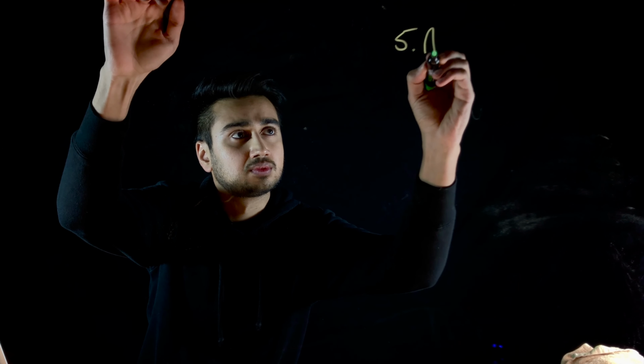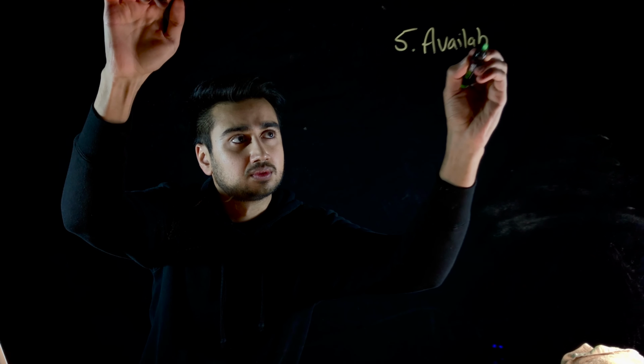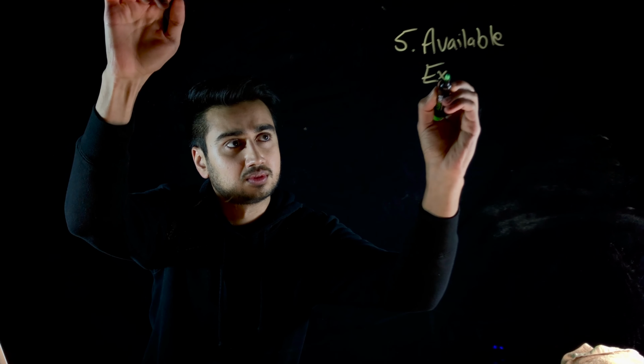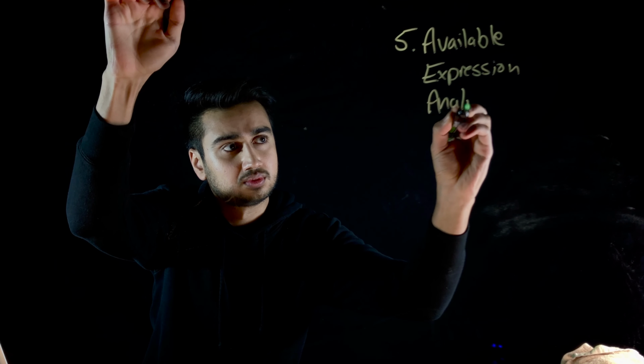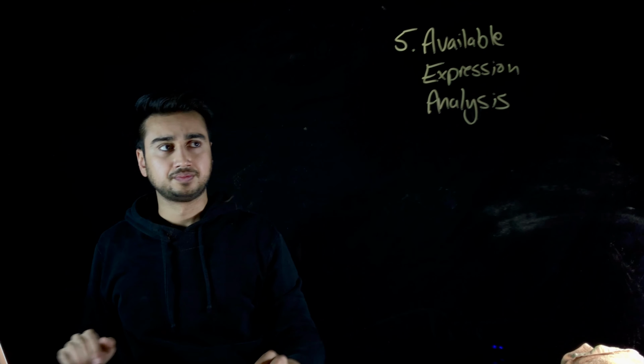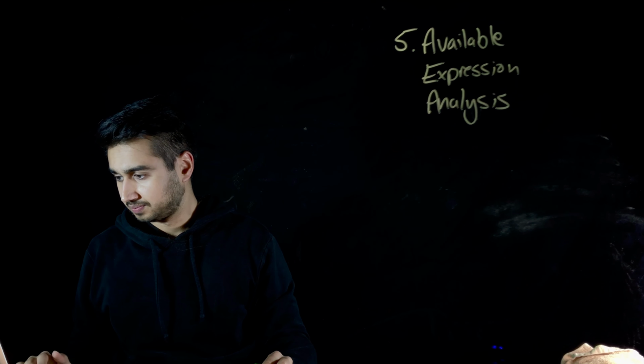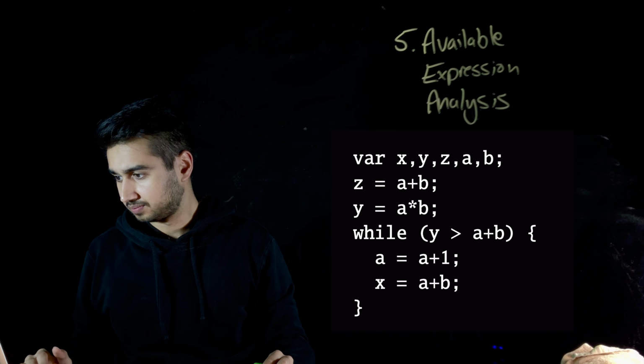Next up, we'll do available expression analysis. Available expression analysis will determine which expressions are available at a given point in the program. An expression in a program is said to be available if its value has already been computed earlier in the execution. The lattice we'll use will be the power set of all expressions in the program, ordered by reverse subset inclusion. So for example, if we have this program, you can see there are expressions a+b, a*b, y > a+b, and a+1. So that's the set of expressions in the program, and our lattice will be the following.